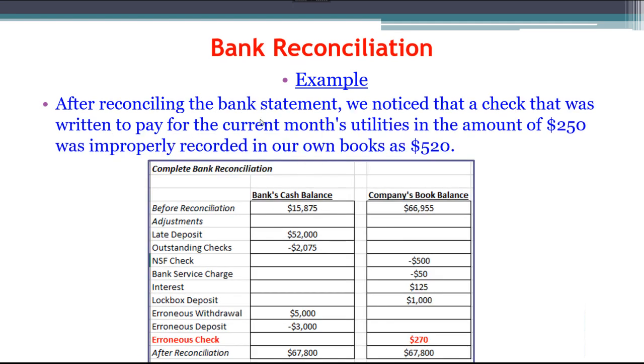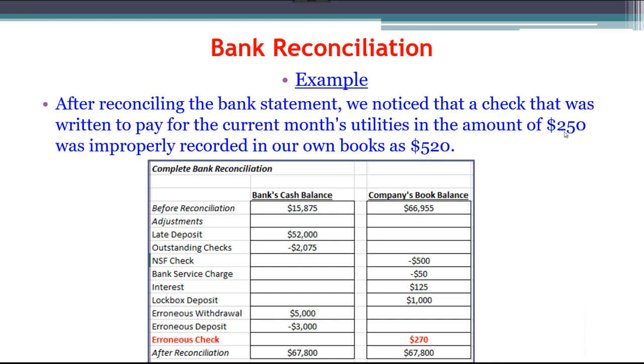After reconciling the bank statement, we noticed that a check that was written to pay for the current month's utilities in the amount of $250 was improperly recorded in our own books as $520. So when you see this issue, first of all, it's a book side issue. It's our company's cash account that's wrong. But you need to pay close attention to the amounts. It was improperly recorded as $520.